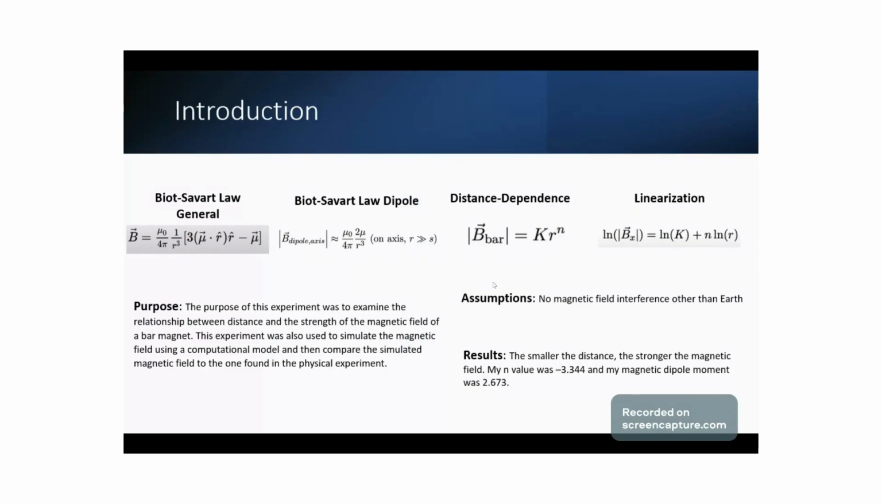The purpose of this experiment was to examine the relationship between distance and the strength of the magnetic field of a bar magnet. This experiment was also used to simulate the magnetic field using a computational model and then compare the simulated magnetic field to the one found in the physical experiment.